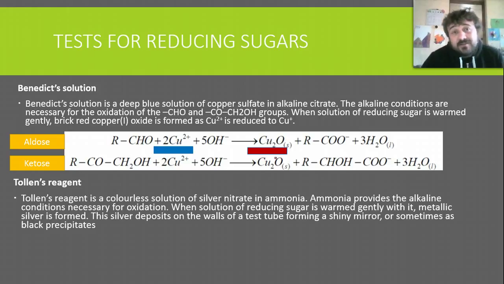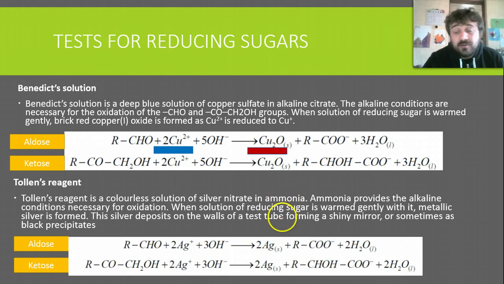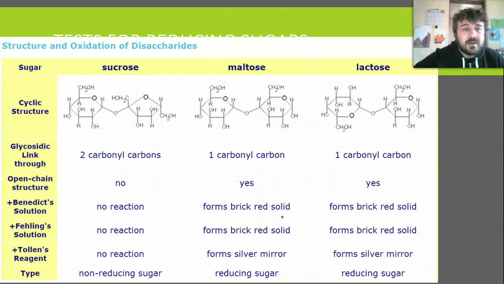Then we've got Tollens reagent. It's a colorless solution, and when we mix it with the sugar and warm it gently again, the oxidation occurs with silver. For example, it starts off colorless here, and you get this silver precipitate forming on the edge of your test tube. And this is a quick breakdown of the common disaccharides.